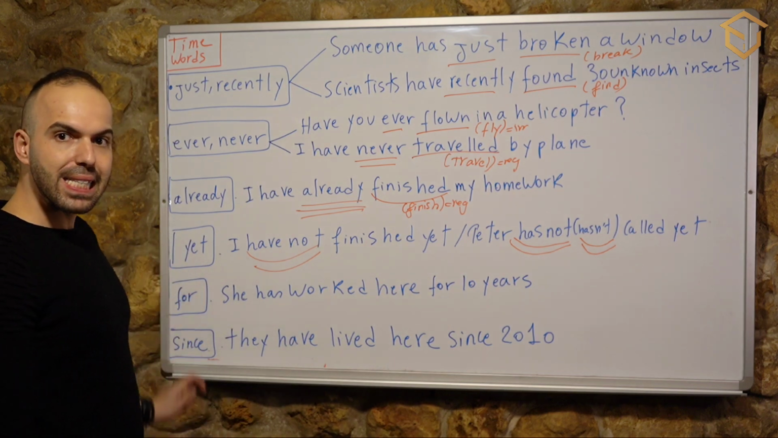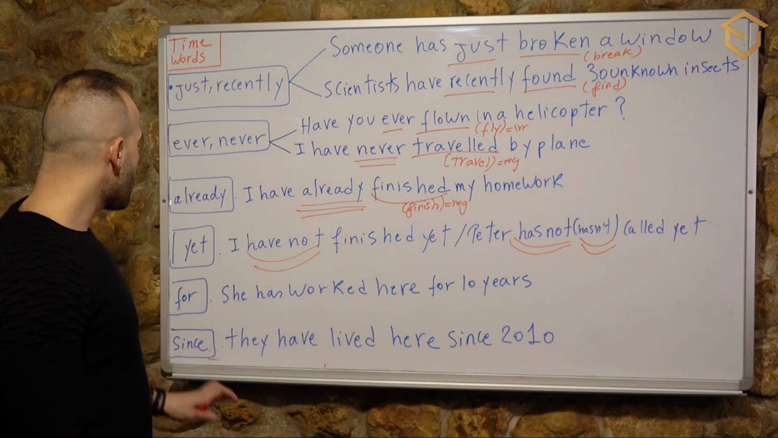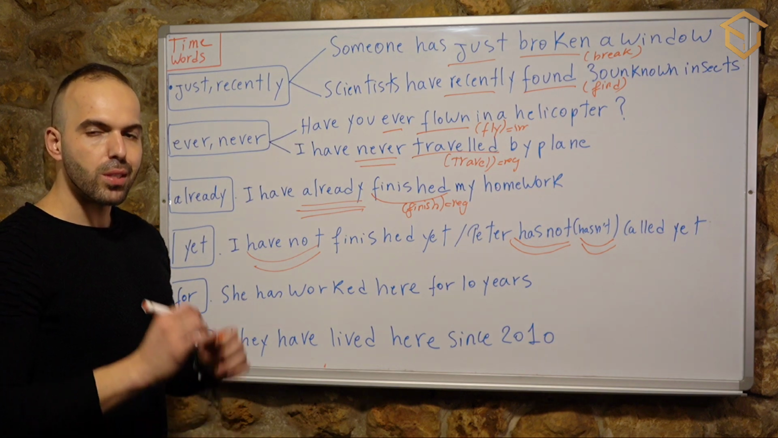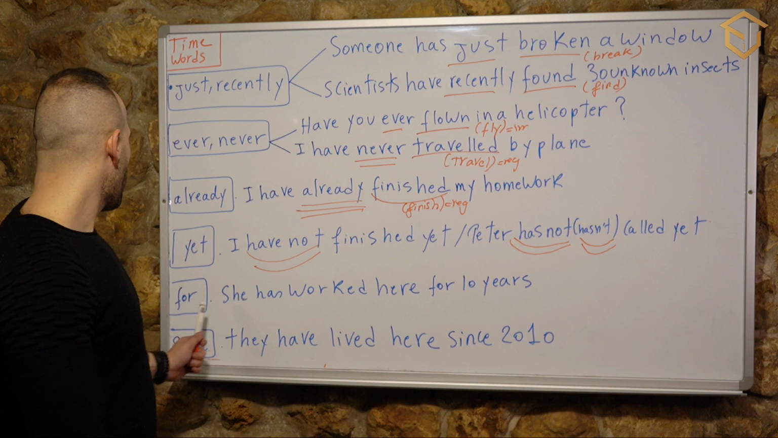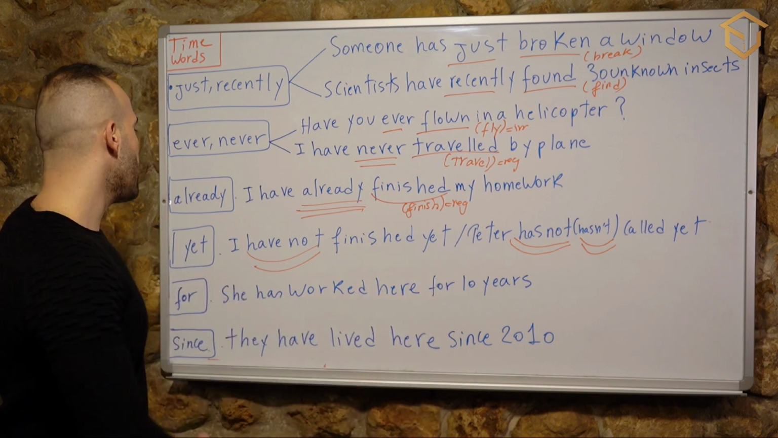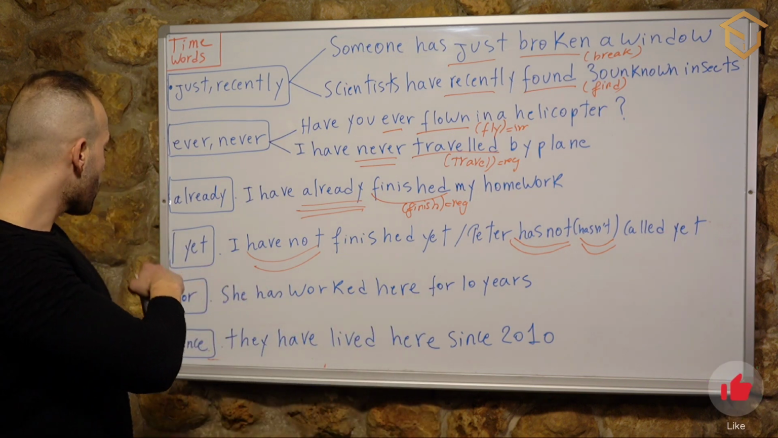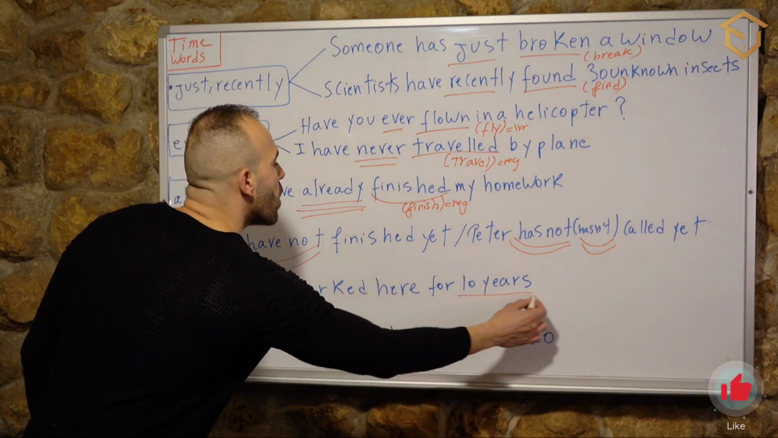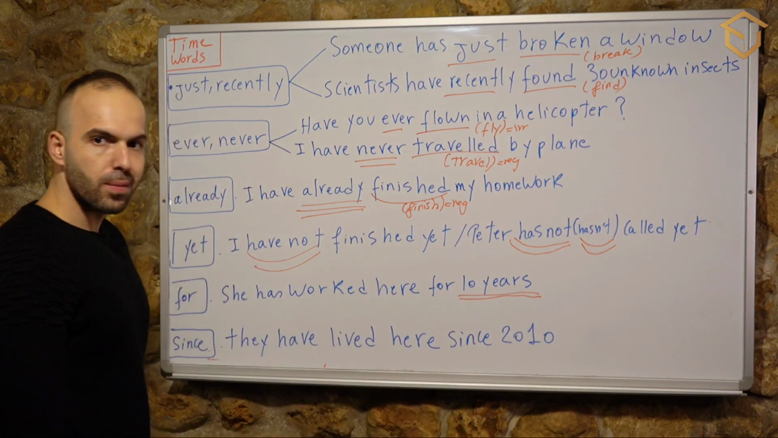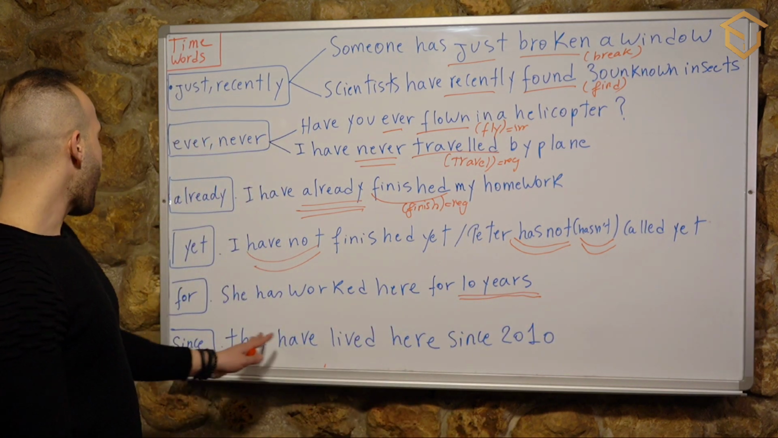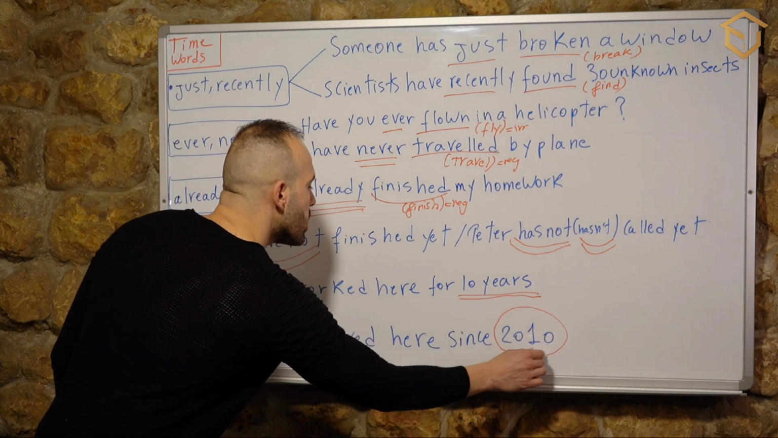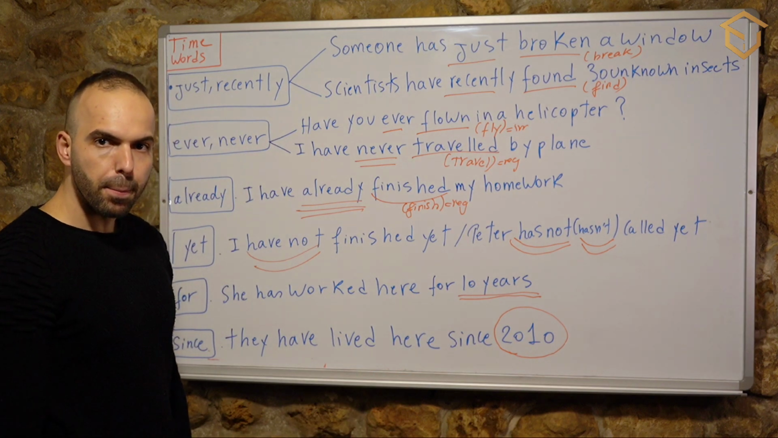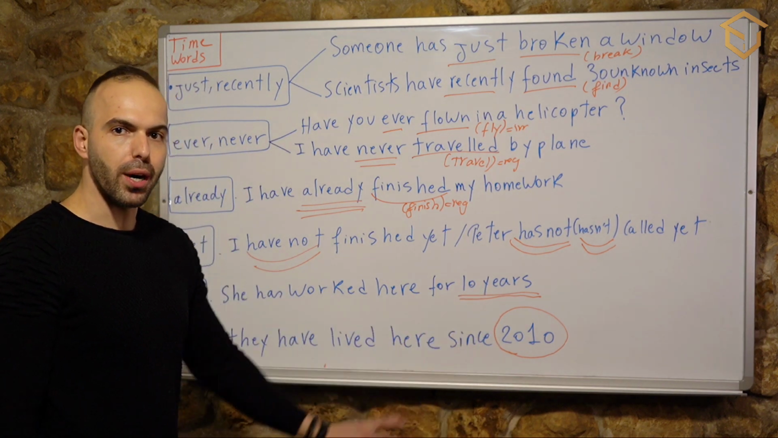Moving to for and since. For and since are the most common time words to use with the perfect tense. She has worked here for 10 years. As you can see, we use for with the length of time, 10 years. Since: they have lived here since 2010. We use since with a point of time. So it's an exact point of time.